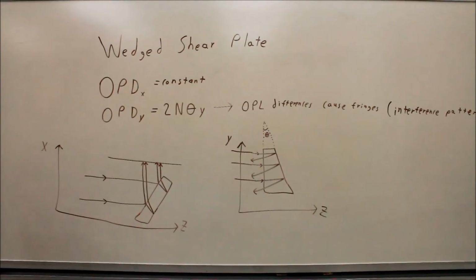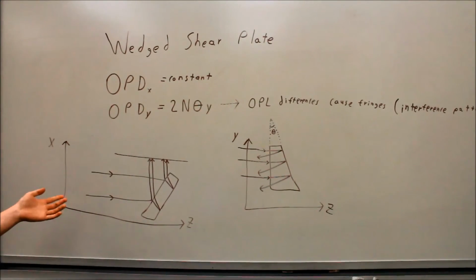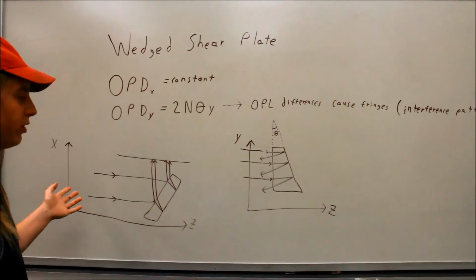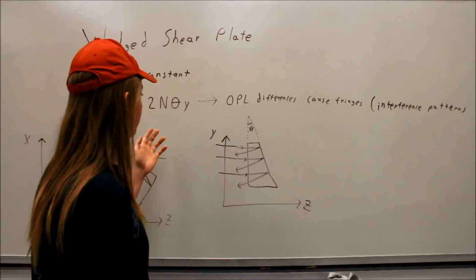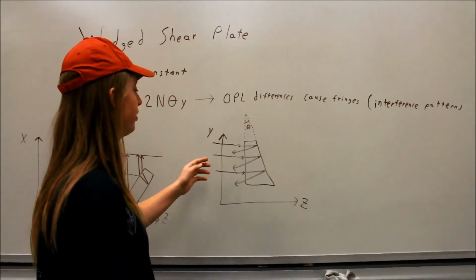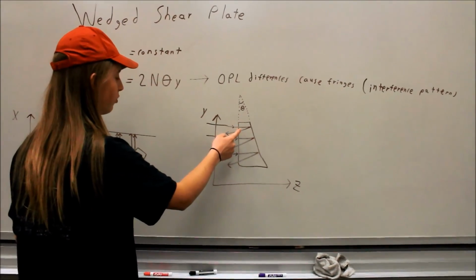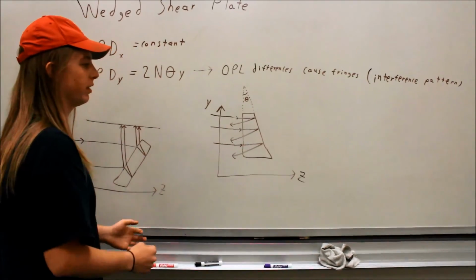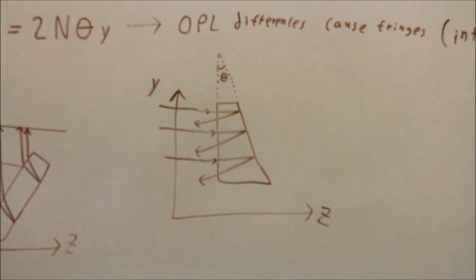Just like the unwedged shear plate, the OPD in the X direction is constant, and so no fringes are caused by that. However, in the Y direction, the OPD is not constant. As you clearly see the wedge here, the optical path length is shorter up top and longer on the bottom. These differences cause fringes or interference patterns, which is what you see in the window on the top of the shear plate.